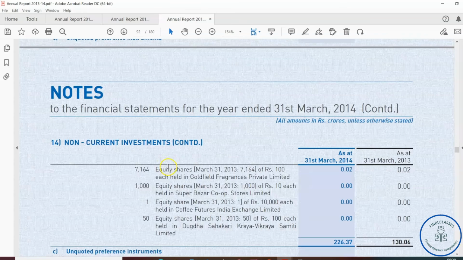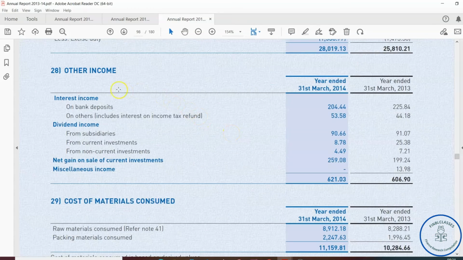In the notes section, in other income, you find that these are not part of the operations of the company. Interest income on bank deposits, they are getting 204.44 crore. Then others, including interest on income tax refund, which is 53.58 crore. Then dividend income from subsidiaries 90.66. Then current investments 8.78, and from non-current investments 4.49. Then net gain on sale of current investments, so they are selling the investments and getting the profit out of it, 259.08 crore in 2014.